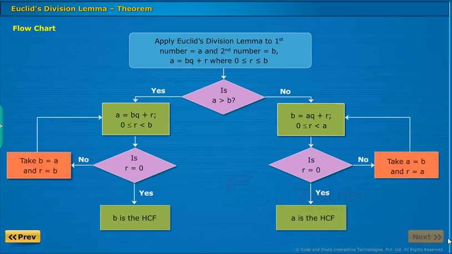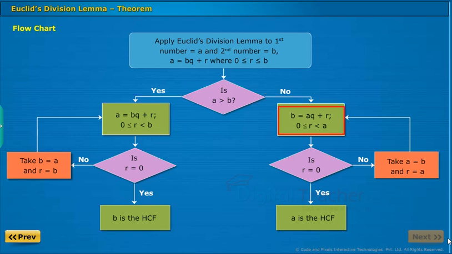Let the first number be a and the second number be b. If a is greater than b, then according to Euclid's division lemma, a is equal to bq plus r, where q and r are integers and 0 is less than or equal to r, which is less than b. Suppose a is equal to bq plus r. If r is equal to 0, then b is the HCF of positive numbers a and b. If r is not equal to 0, we apply the division lemma to b and r and continue the process till the remainder becomes 0.